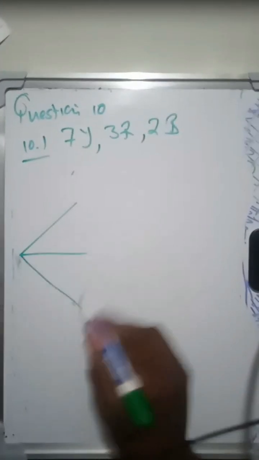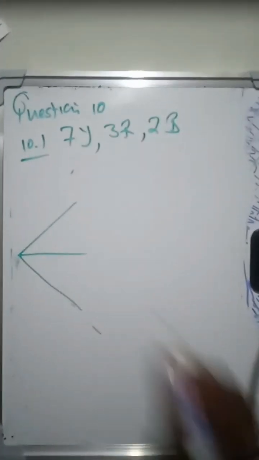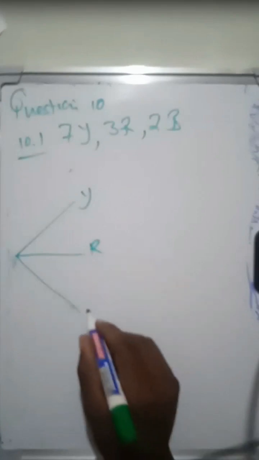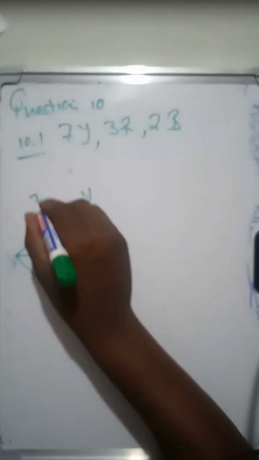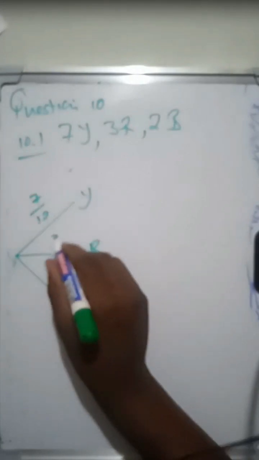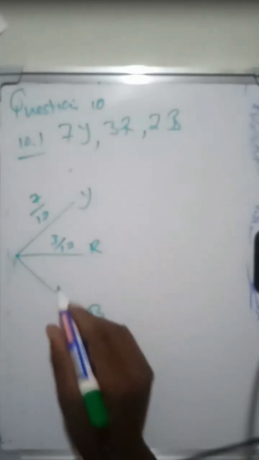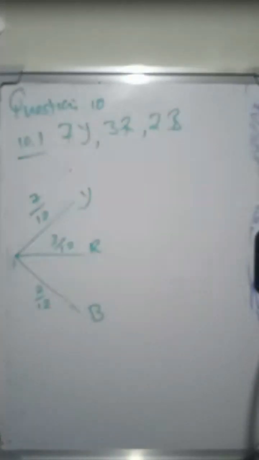It is having 7 plus 3, 10, 12 balls. So this one is going to be yellow, this one is going to be red, and this one is going to be blue. What are the probabilities? 7 over 12, 3 over 12, and 2 over 12. Okay? So the second experiment now is choosing again.